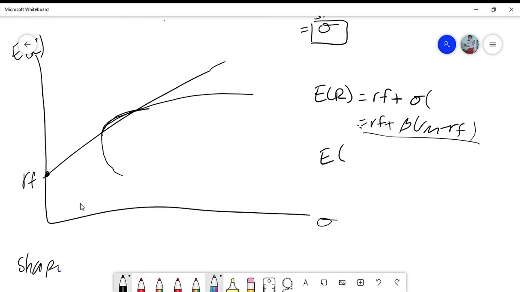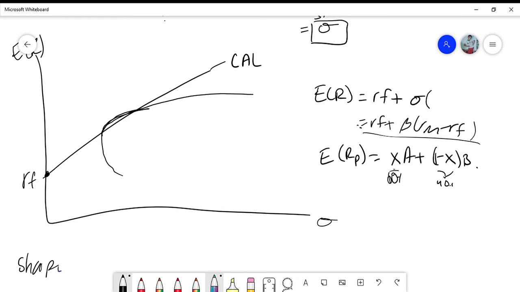The expected return on your portfolio is whatever you put into something. Let's say I put something into portfolio A plus whatever I put into portfolio B, and what I put into B will be 1 minus the other. Let's say I put 60% into A, so it has to be 40% into B. So this is what it looks like. That's a capital allocation line. So this thing over here is called a capital allocation line.